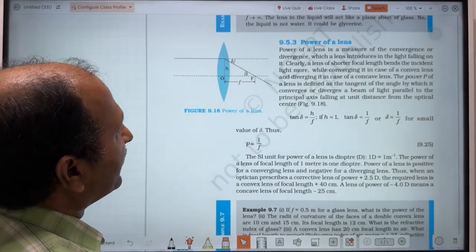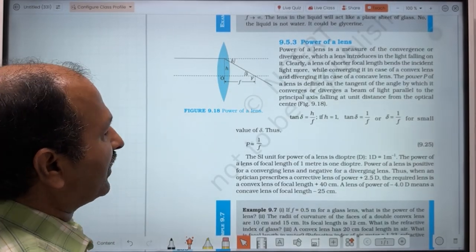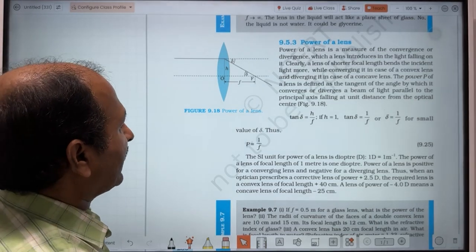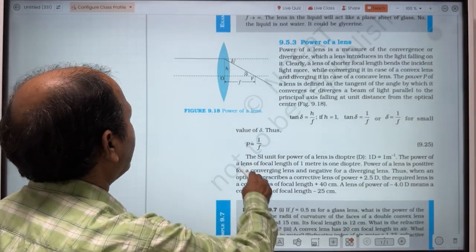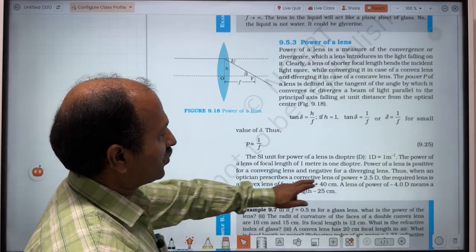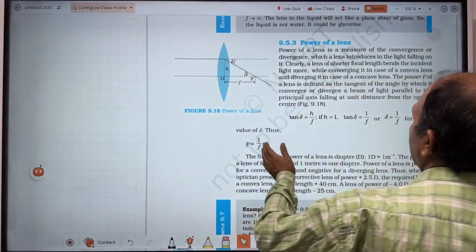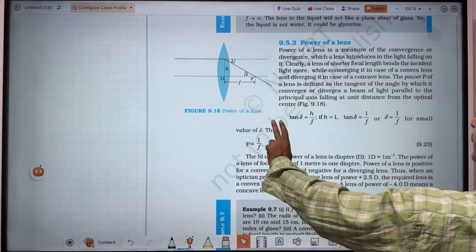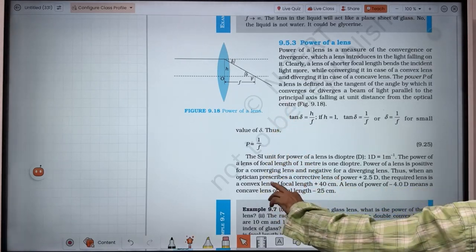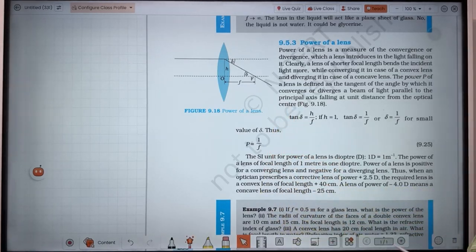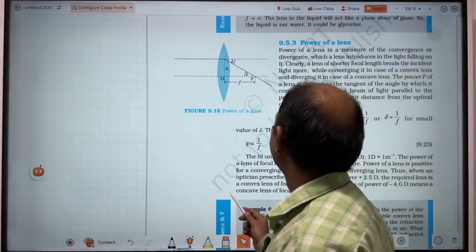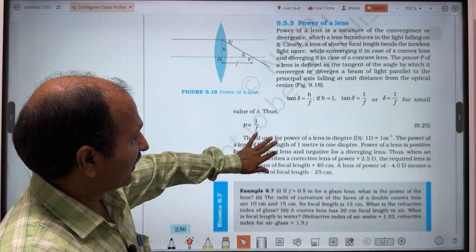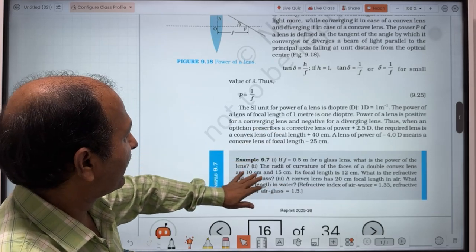For convex lens, power is positive, and for concave lens, power is negative. If we say that power is plus 2.5 diopter, we write 2.5 equal to 1 upon f, then f will be 1 upon 2.5 meter, and we can calculate f as 40 centimeter. Similarly, for a converging lens, we can find the power.